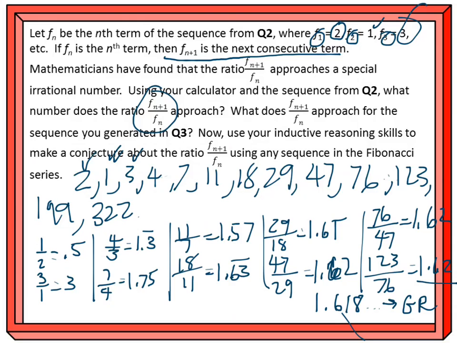So my conjecture here, now use your inductive reasoning skills to make a conjecture. The conjecture should be something along the lines of, if I take ratios of Fibonacci numbers in this pattern, f sub n plus 1 over f sub n, then that sequence will always get closer to 1.618, the golden ratio.